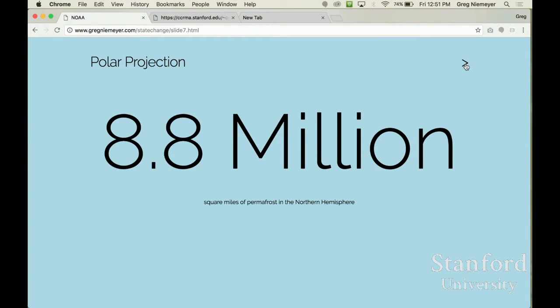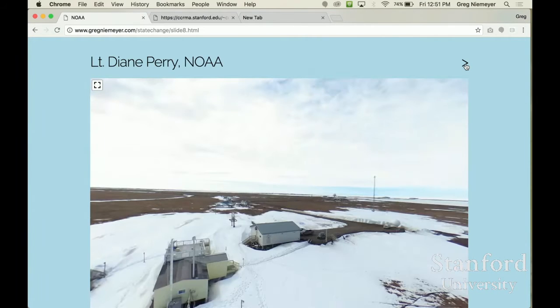And so the question was, how much permafrost land is there? 8.8 million square miles. So this is a gigantic process that is beginning, and I don't think anybody knows how to stop it. So it is very, very, very scary.